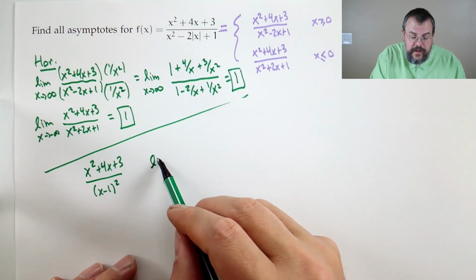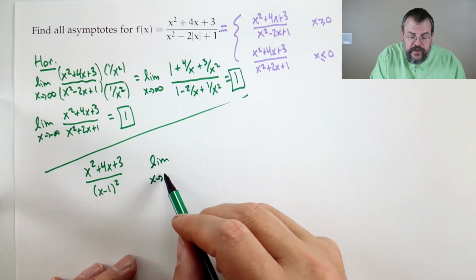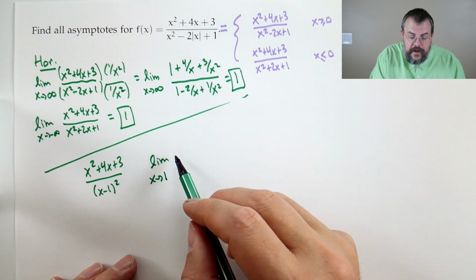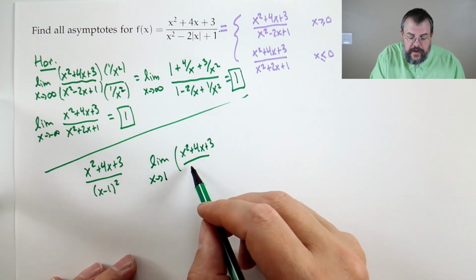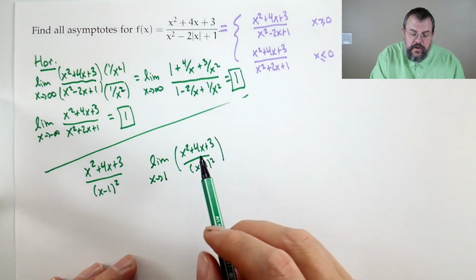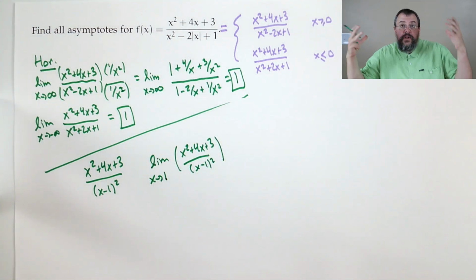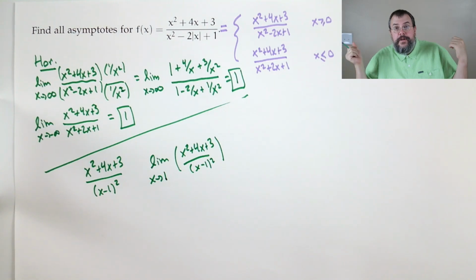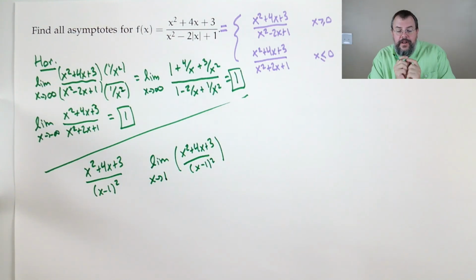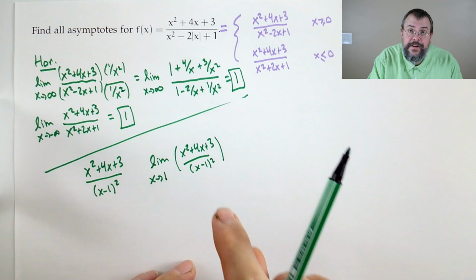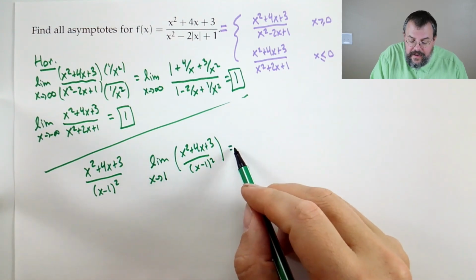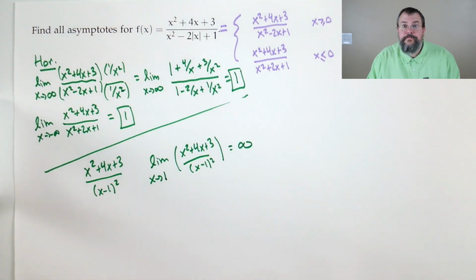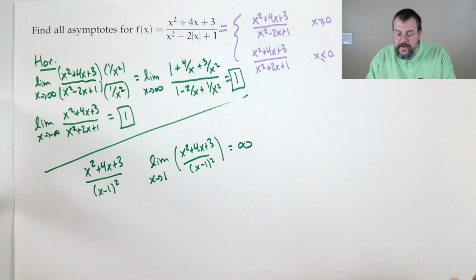But moreover, we can say the limit as x approaches 1 of our function x squared plus 4x plus 3 over x minus 1 squared. We see the top, it's going to a number like 8, and the bottom it's getting small, but because of the square, it's going to be a small positive. Both directions, we're coming in from both sides. So this is a case where we're going to get infinity. All right, good.